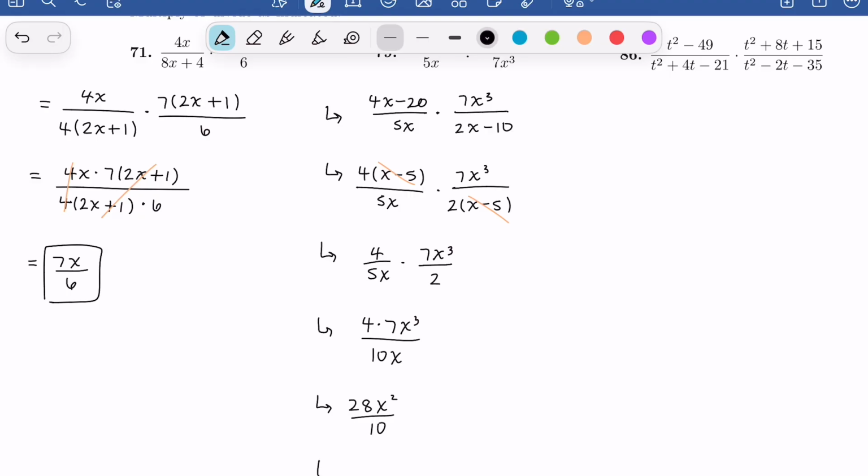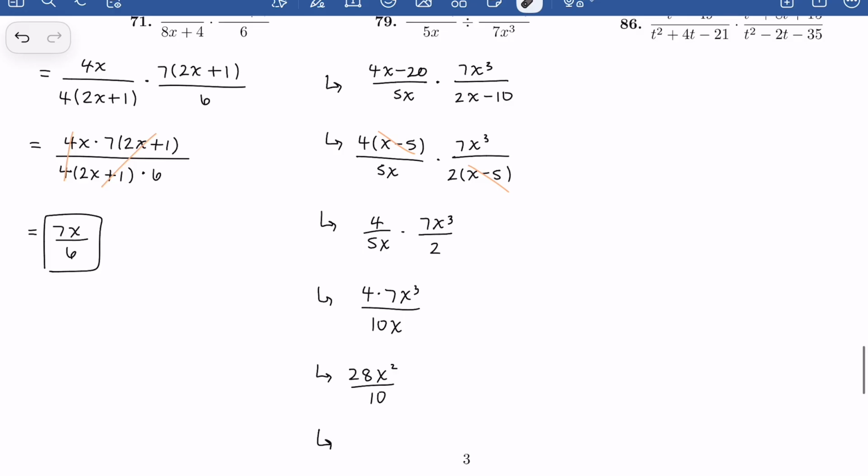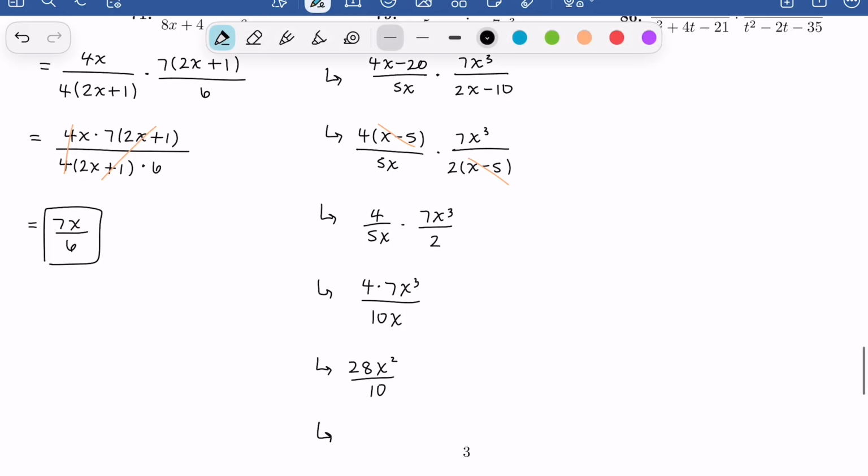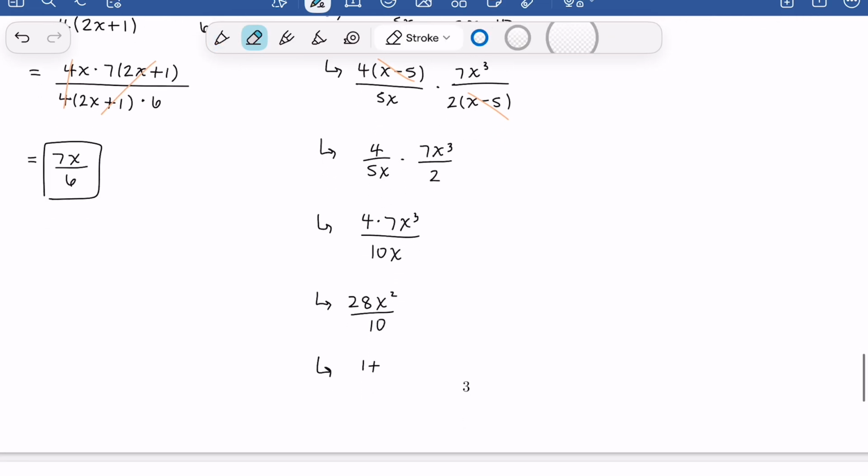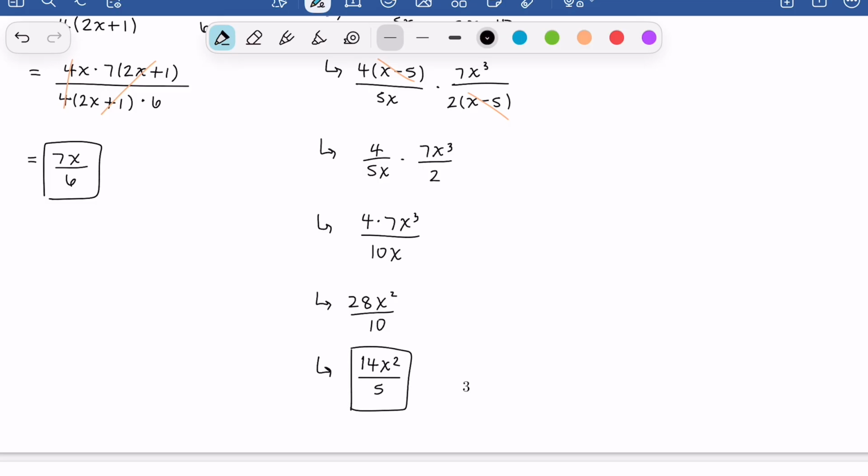All right, now lastly, we again want to write this in our lowest terms here, and 28 and 10 both share a common factor of 2. So dividing both of these by 2, we're going to have 14x squared in the numerator and 5 in the denominator, and that would be our final answer.